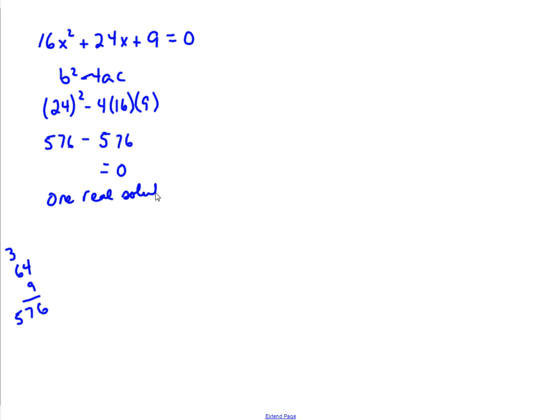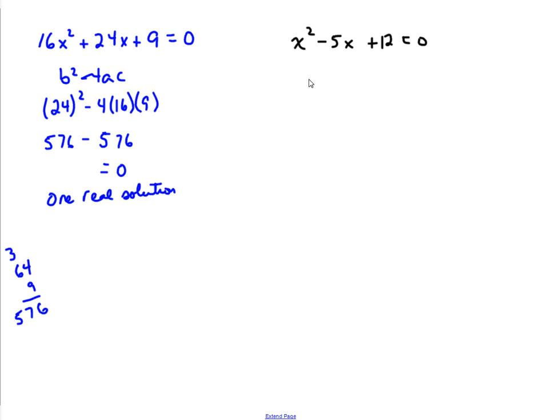In fact, this is a perfect square trinomial, 16x squared plus 24x plus 9. You might recognize that because 16 is a square, 9 is a square, and 2 times 4 times 3 is 24. Okay. Now, on the last one right here, let's just try one more. Let's say that I've got something like x squared minus 5x plus 12 equals 0.